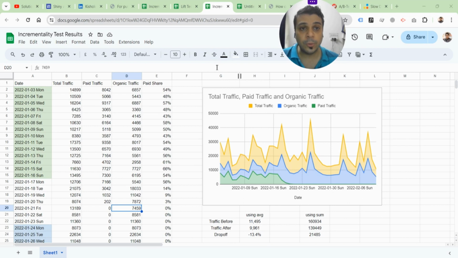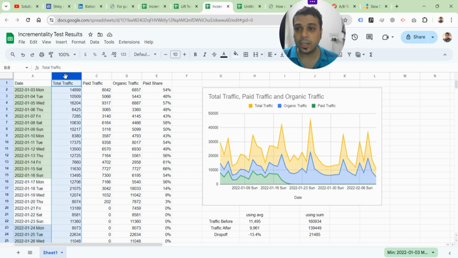But first, I'm going to show you examples of your regular pre-post analysis, which is very, very commonly done, and it's much simpler to execute. So this is the simplest version, by the way. As you can see here, there are just a few columns. First, you take the dates, different dates. Then you have the total traffic. Then you have paid traffic, organic traffic, and then you have paid share.